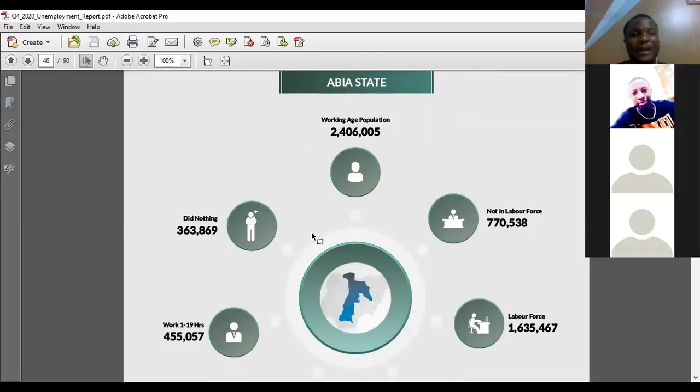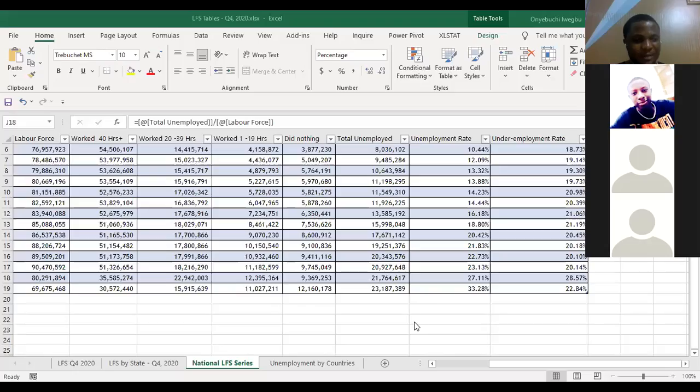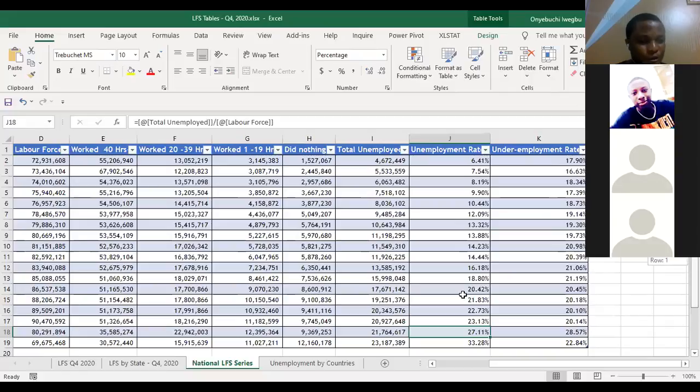Then we have unemployment according to states. I will stop sharing this. Let me quickly show you the unemployment rate according to states. I believe you can see the slide. Alao Oluwatoyosi, can you see the slide? I can see the slide. Yes, sir. The Excel file, right? Yes, sir. Okay, so look at the unemployment rate according to states.